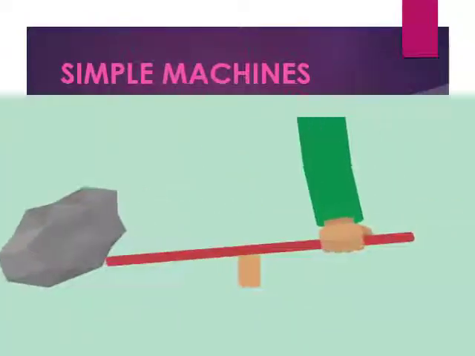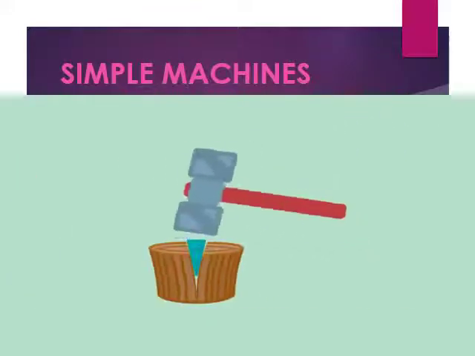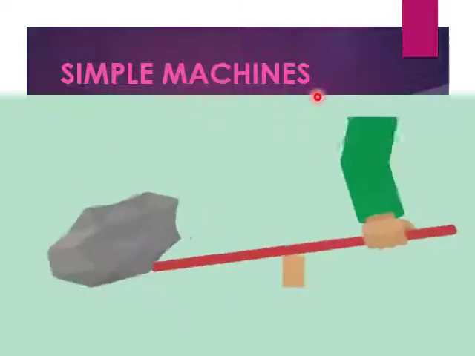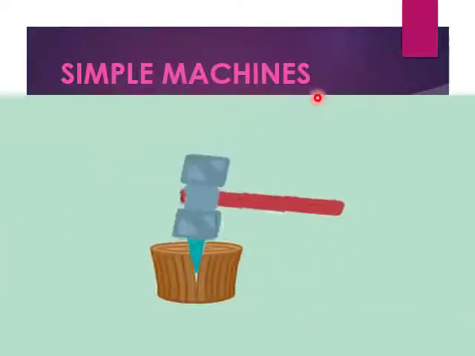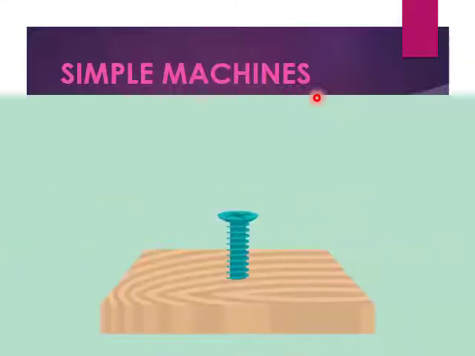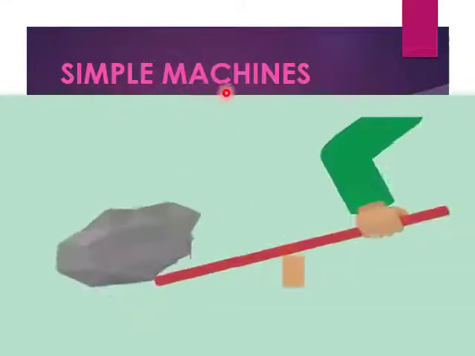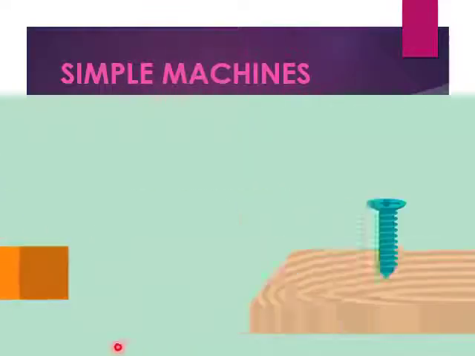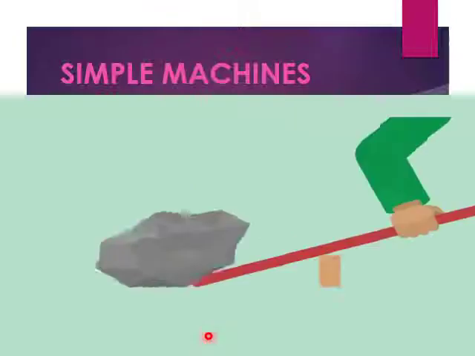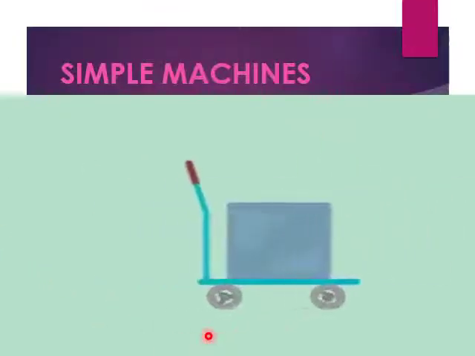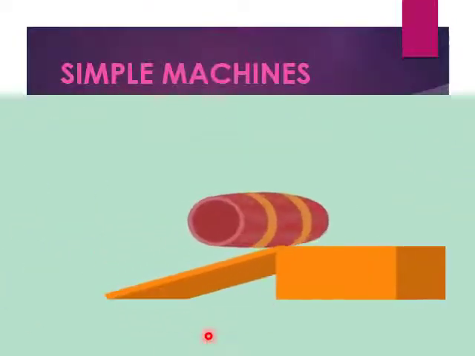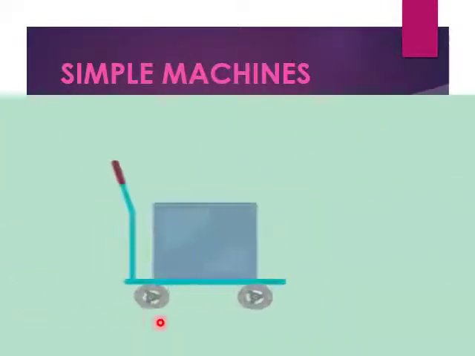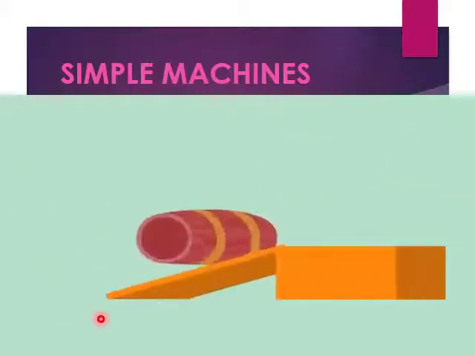My dear students, here are some simple machines. You can see different types of simple machines here. And what is a simple machine? A simple machine helps to make our work easier. It can turn the force of our hand into a form of movement that helps us to do work.